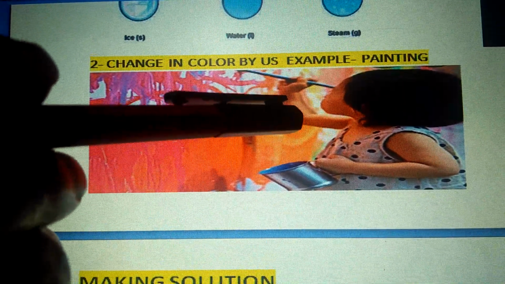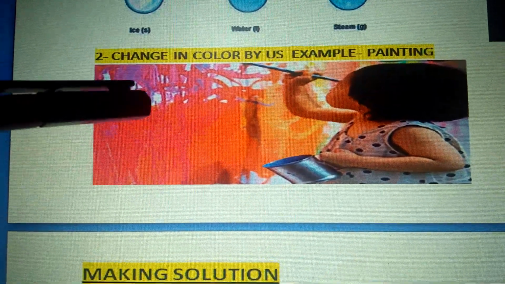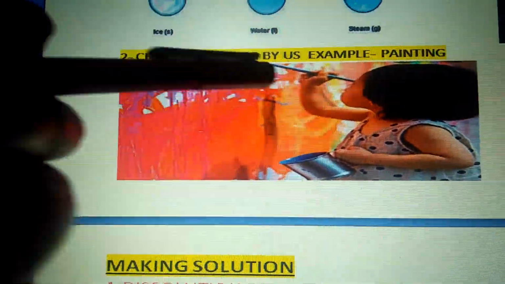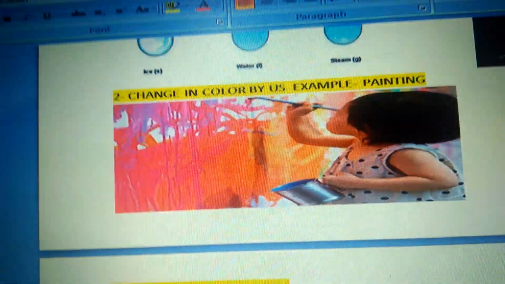You can easily change the color of an object, like here the wall is painted pink. You can also paint it green, red, yellow, etc.